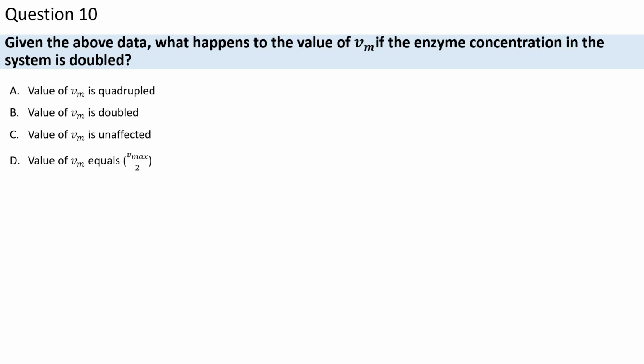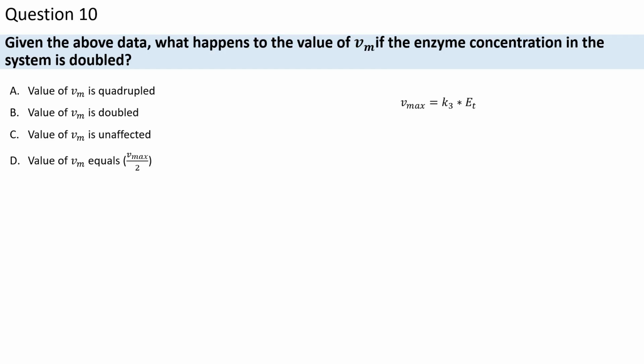Moving on to question 10. Given the above data, what happens to the value of Vm if the enzyme concentration in the system doubles? Option A, the value of Vm is quadrupled. Option B, the value of Vm is doubled. Option C, the value of Vm is unaffected. Option D, the value of Vm equals Vmax divided by 2.